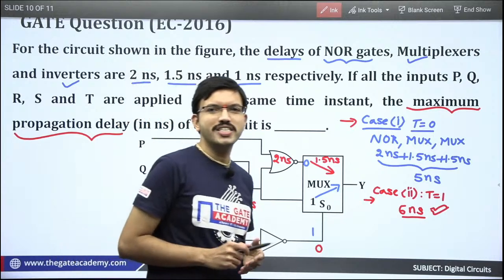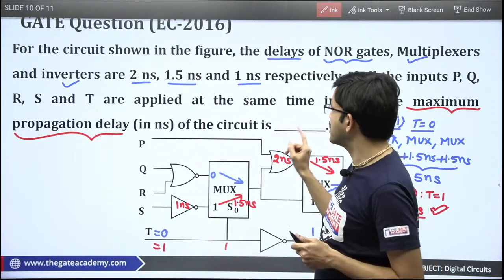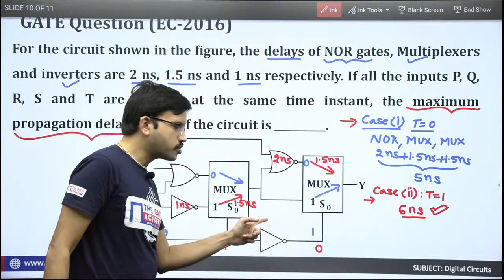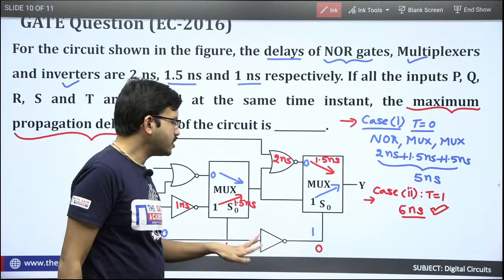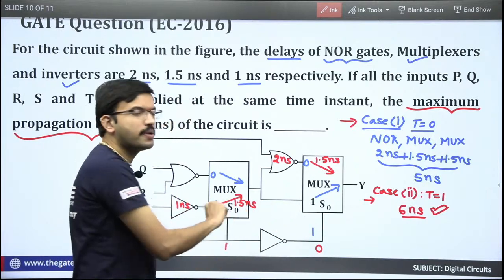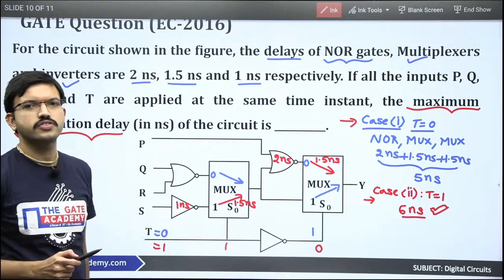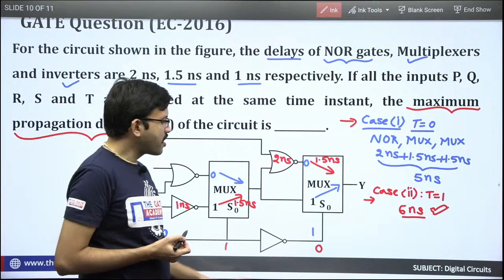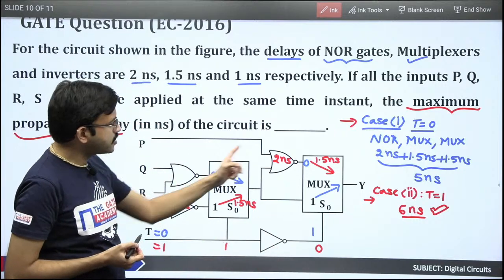Among 4 and 7, 7 is the maximum. Most of the students in general in the exam mention 7 as the answer, but that is not correct for this question. That will be correct if the inverter is not there. If the T line is directly connected as the selection line for both the muxes, then 7 will be the correct answer.